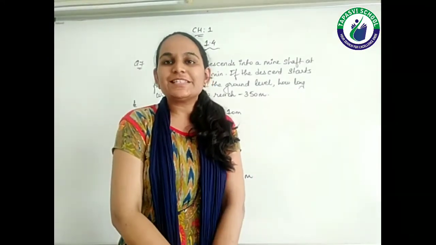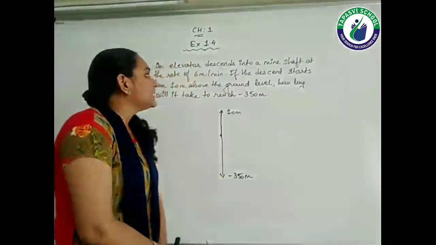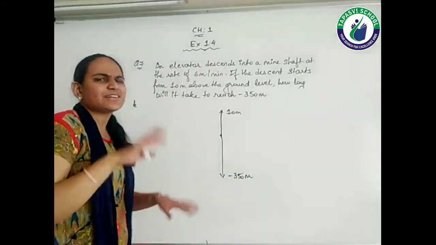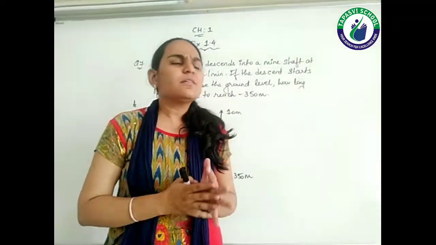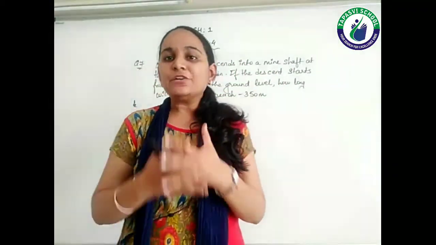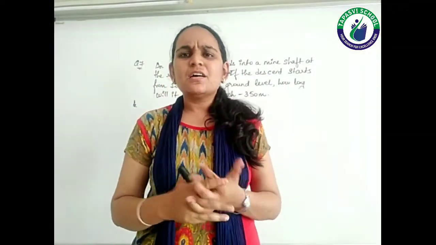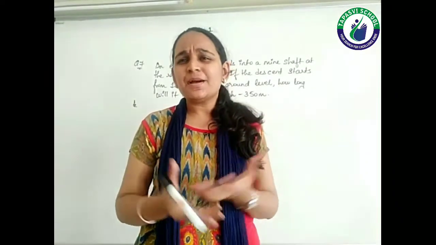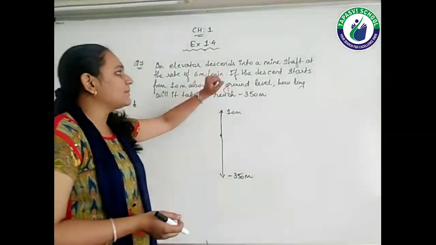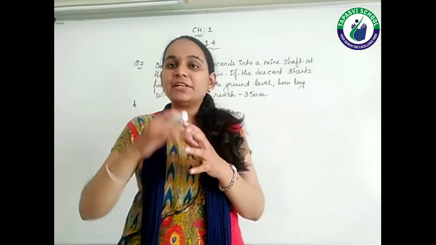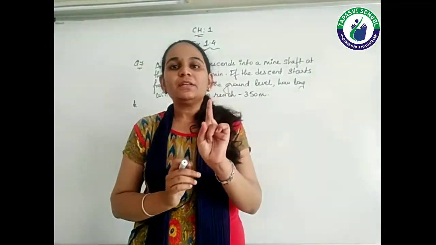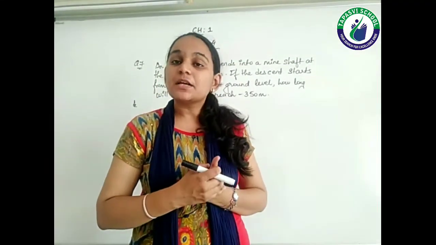Okay students, now let's see the last question of this exercise, that is question number 7. An elevator descends into a mine shaft. Elevator means a kind of lift, right? Mine shaft means a mine, like we say khaan in Hindi, right? There are coal mines, iron mines. So it descends into a mine shaft at the rate of 6 meters per minute. That means the elevator is coming down with a speed of 6 meters per minute. That means in 1 minute it can cover 6 meters of distance.